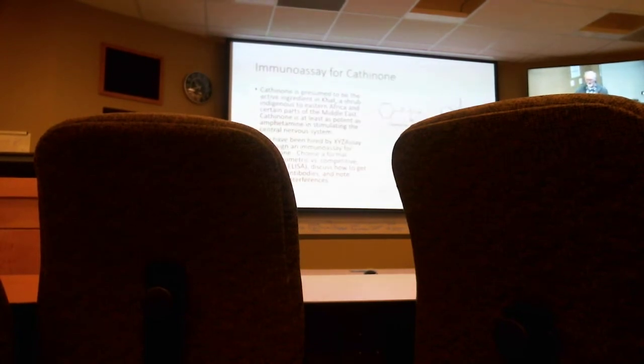All right, so cathinone is the active ingredient in khat, which is this shrub whose leaves are chewed by people living over there in Eastern Africa and parts of the Middle East, okay? Cathinone looks an awful lot like amphetamine and produces pretty much the same sort of effects in stimulating the central nervous system. All right, so come up with an immunoassay for cathinone. You want to do EMIT, ELISA, you want to do competition, you want to do immunometric. I'm going to leave that as sort of a homework problem for you.